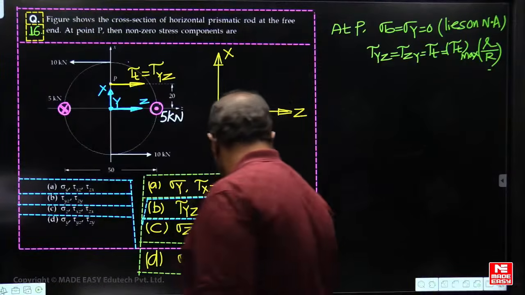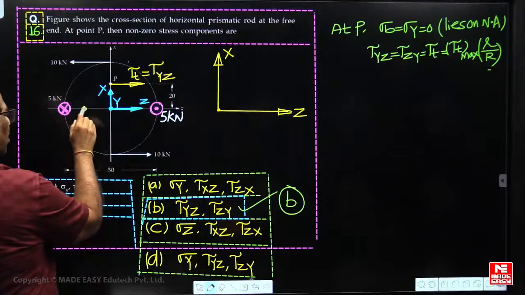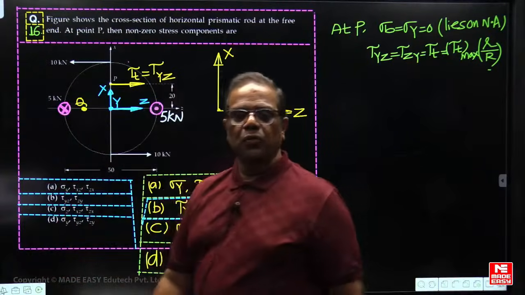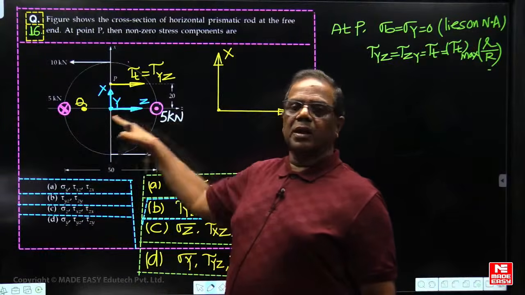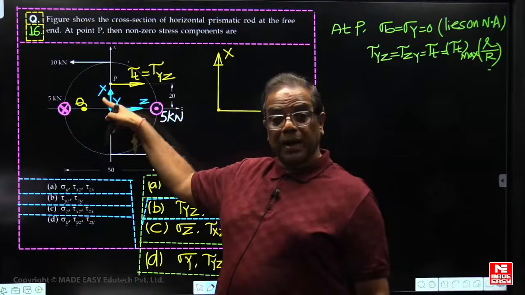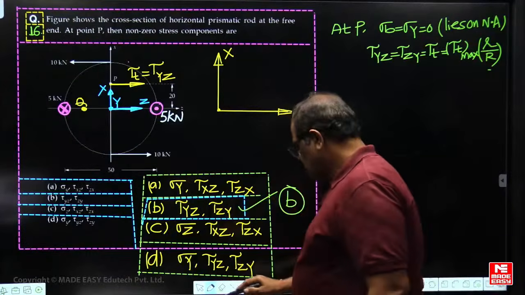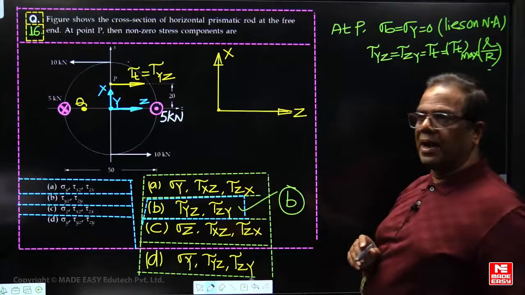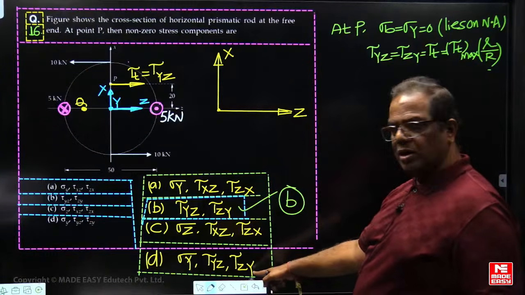Suppose by chance the point is given here. If you ask at Q, this is not the neutral axis. Therefore, here you are going to get a bending stress, and torsional shear stress is there. So with respect to point P the answer is B, and with respect to Q, what is the answer?